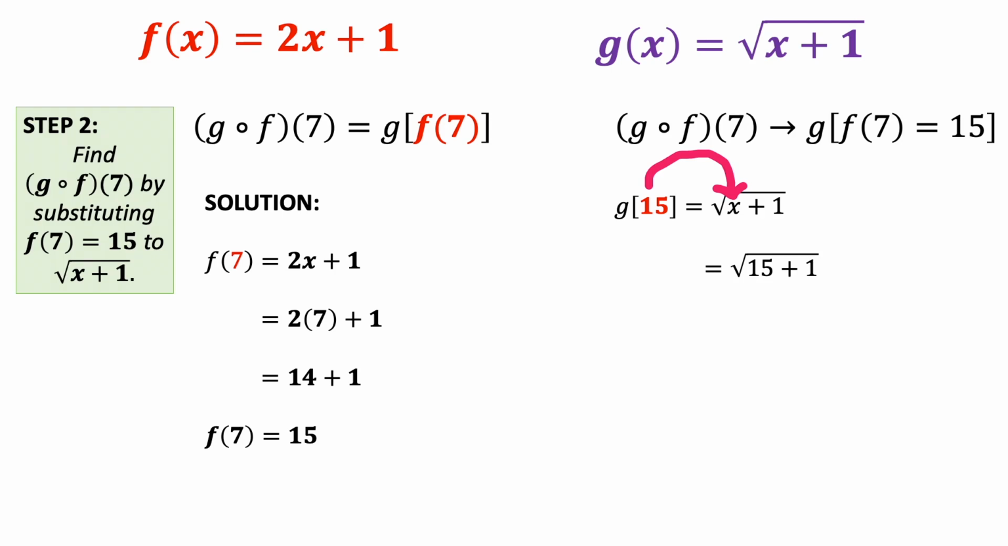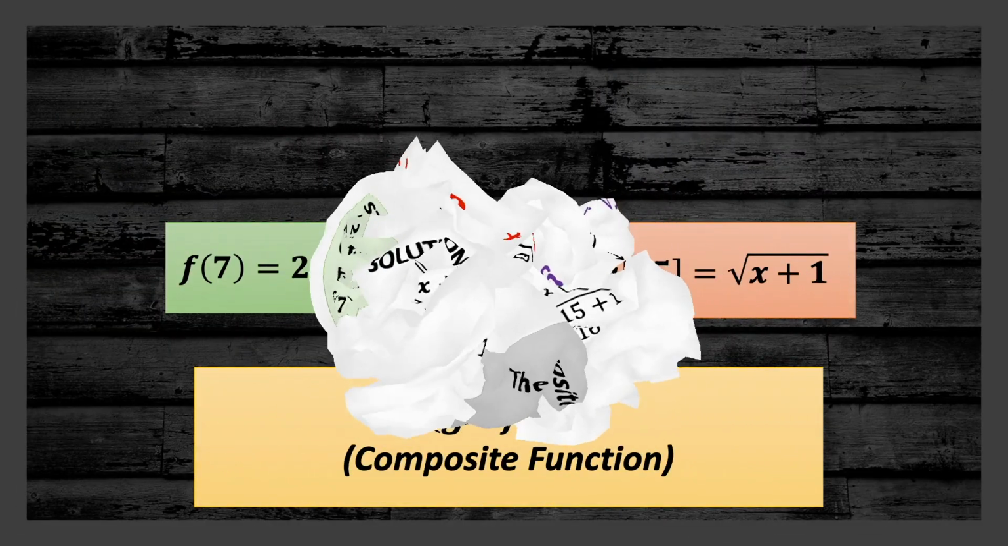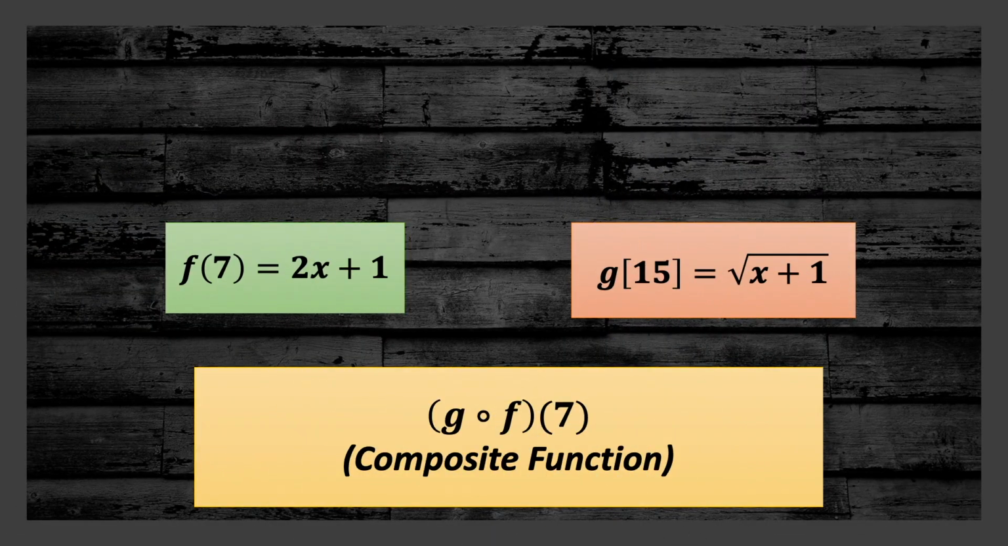Let's simplify the terms under the radical sign. 15 plus 1 is 16. Then, square root of 16 is positive 4. Therefore, g circle f of 7 is positive 4. As a wrap-up, here's the procedure we did to solve for the composite function g circle f of 7.